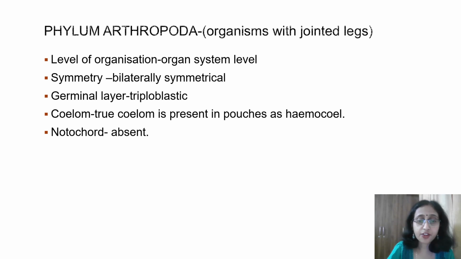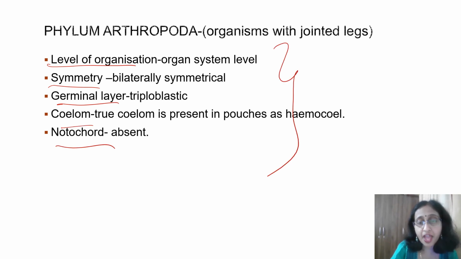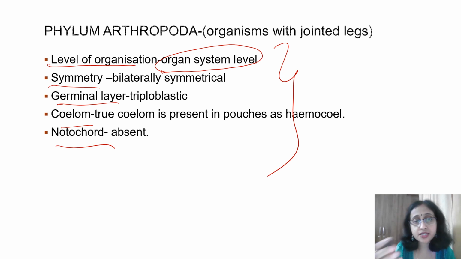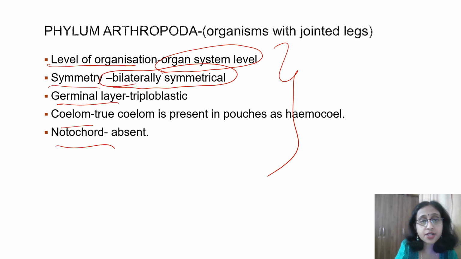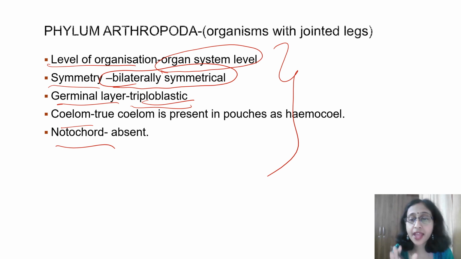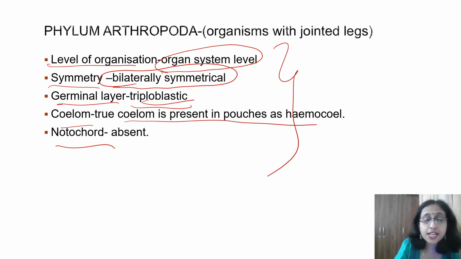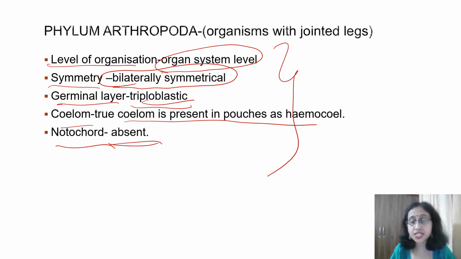First is the level of organization. Just remember these 5 bases of classification, and on that you have the characteristics. Then we move on to the general characteristics of these phyla. First is the level of organization, that is the organ system level. Next comes the symmetry: the body is bilaterally symmetrical. The germinal layer is triploblastic. They have a true coelom which is present in pouches as hemocoel, and as these are all non-chordates, notochord is absent. Is it clear? Notochord is absent in phylum Arthropoda.